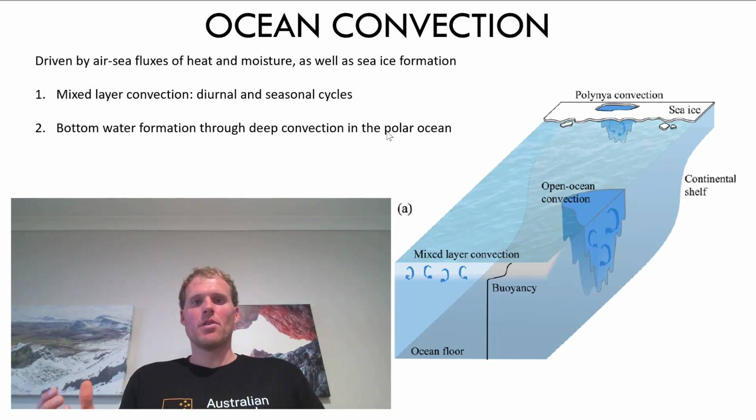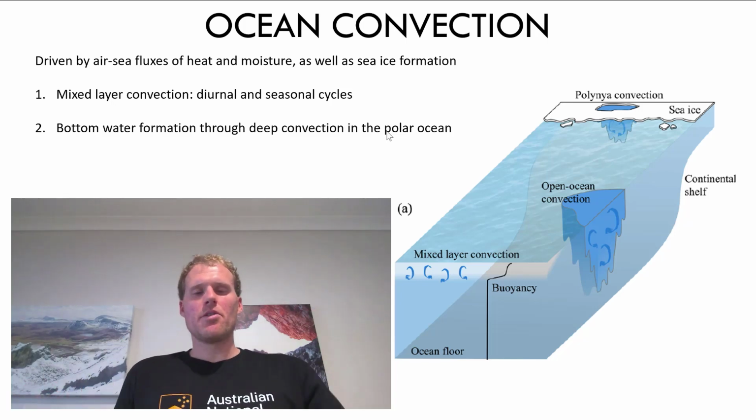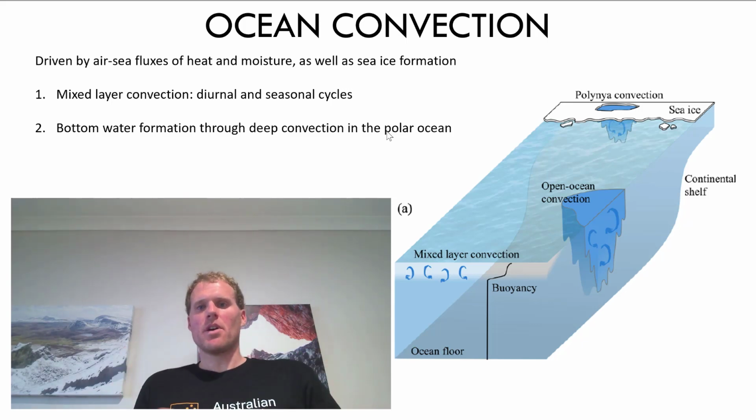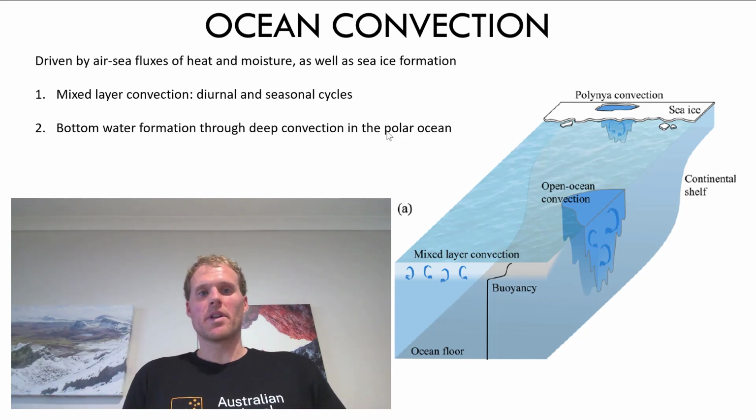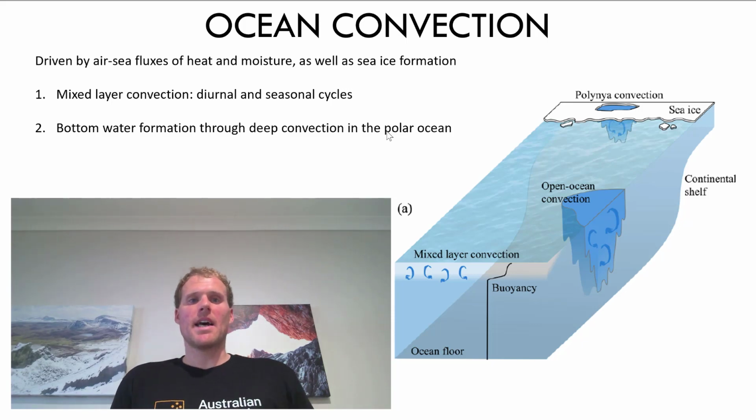So next up, we're going to talk about the atmosphere and ocean examples of convection. We're going to start with the ocean case because it's a little bit simpler. And we're going to look at a couple of examples of convection that are important in the ocean. So one of them is mixed layer convection.